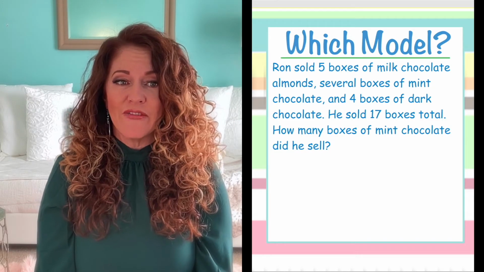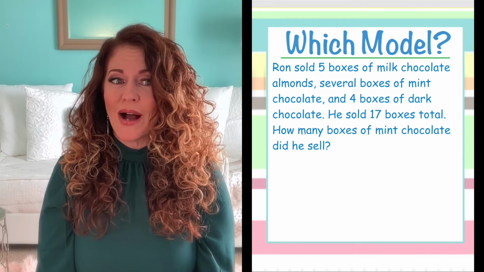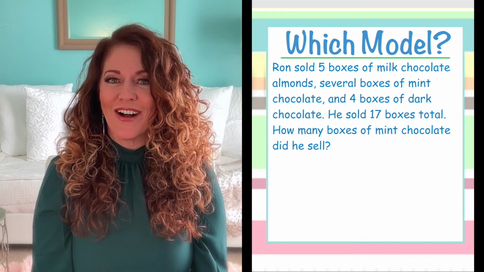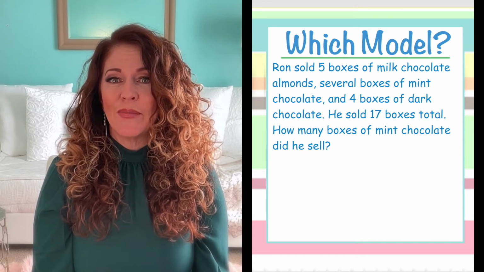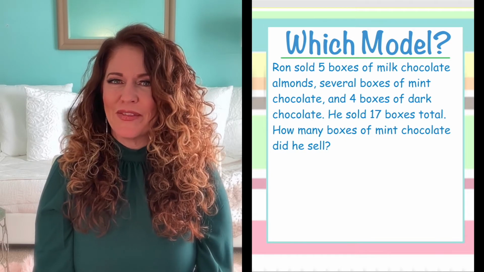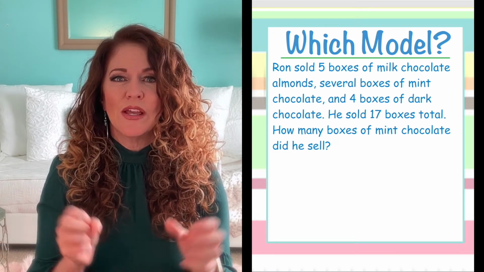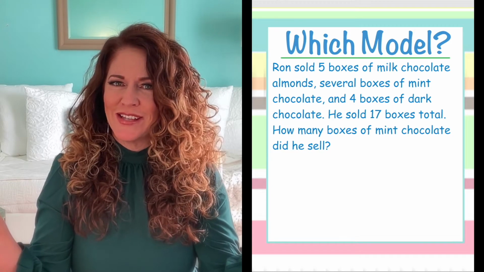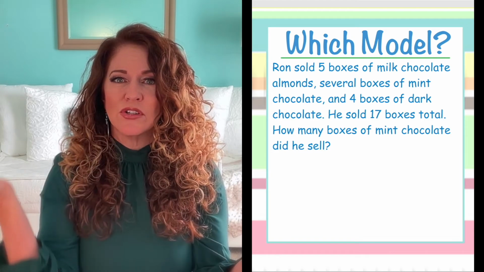Ron sold 5 boxes of milk chocolate almonds, several boxes of mint chocolate, and 4 boxes of dark chocolate. He sold 17 boxes total. How many boxes of mint chocolate did he sell? So let's think about this. Are we putting numbers together or taking them apart? Are we putting numbers together and then reversing and changing our action and taking them apart? Or are we comparing one number to another number?